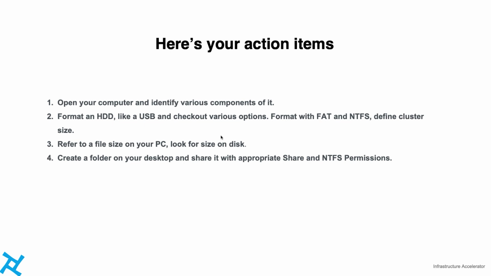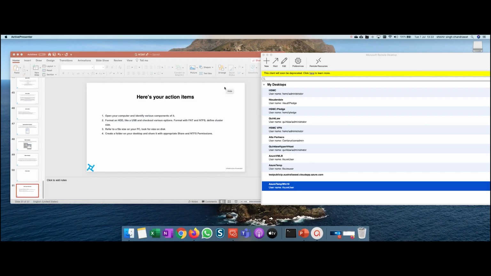Refer to a file size on your PC, look for the size on disk and look for the size. This will give you the perspective about what I was talking about, how many sectors it occupies. And then create a folder on your desktop and share it with the appropriate NTFS share permissions, etc. All right.